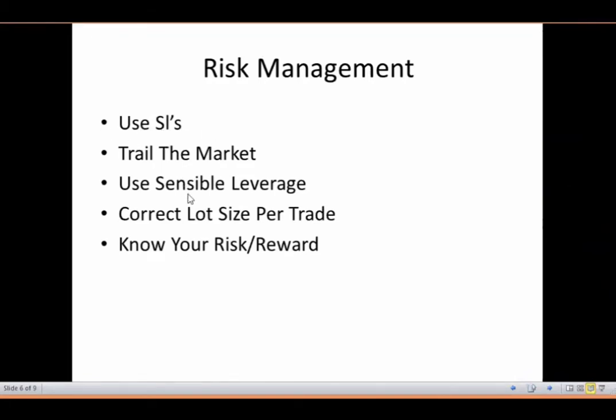You need to use the stop losses. Don't trade without a stop loss. It's not advisable, especially if you're a beginner. And then obviously when you are making some profits, you need to trail the market, manage the trade. Use sensible leverage.